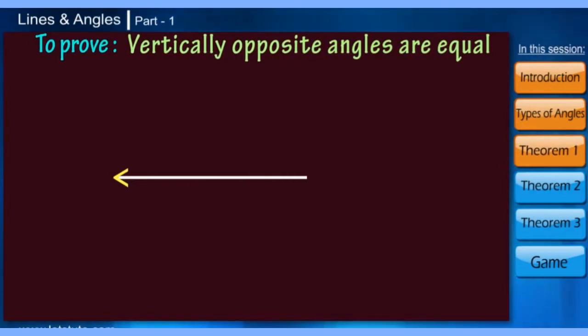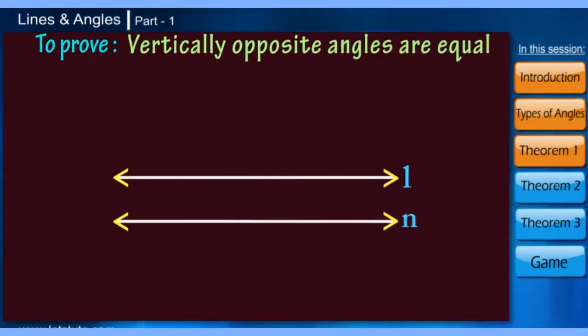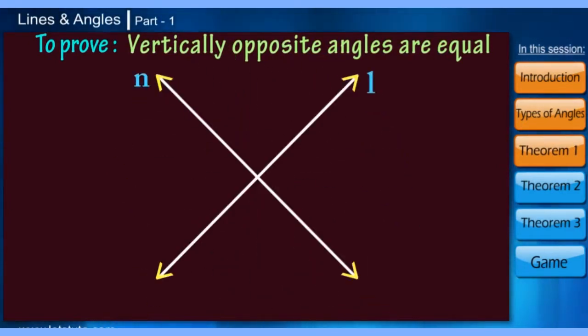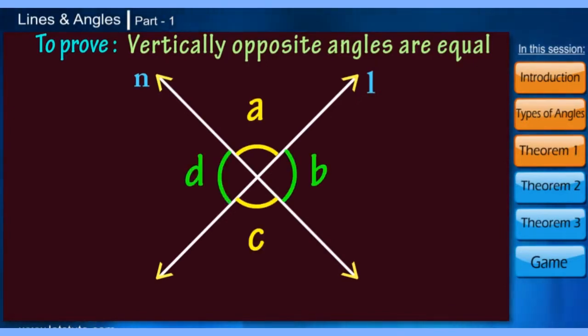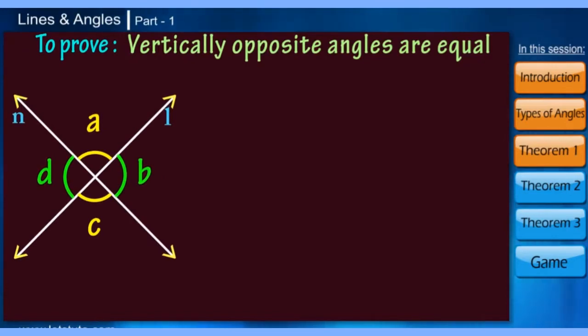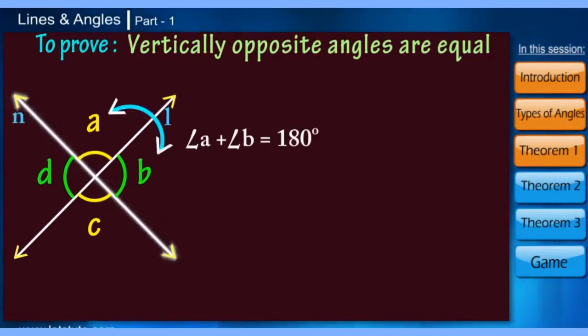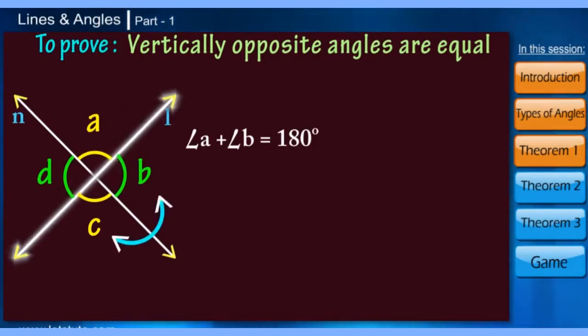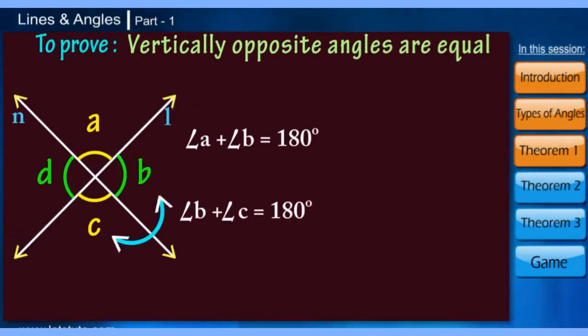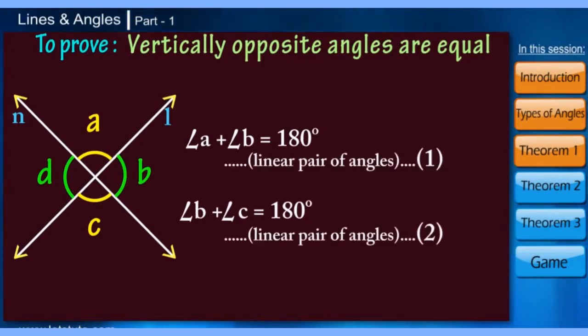Now suppose there are lines L and M intersecting each other and forming vertically opposite angles. So, in here we can see that angle A plus angle B will be equal to 180 degrees and angle B plus angle C will also be equal to 180 degrees. And the reason for both of them is linear pair of angles, right?